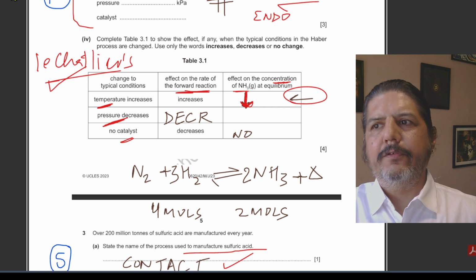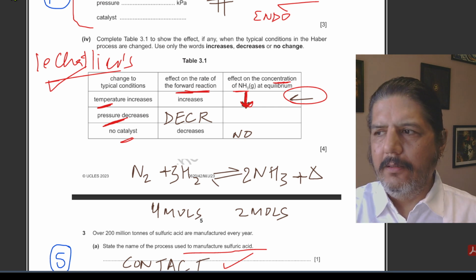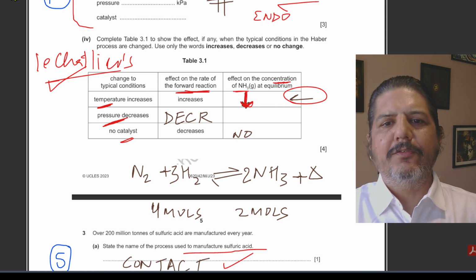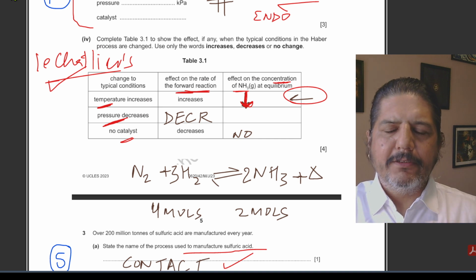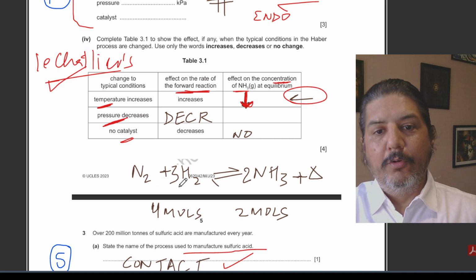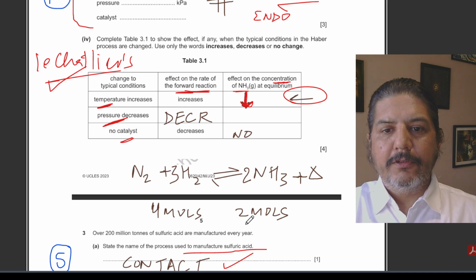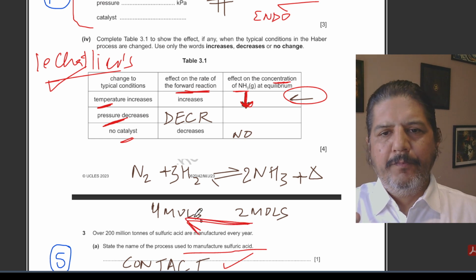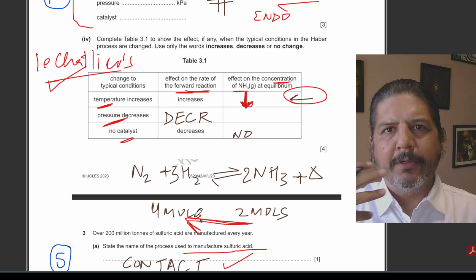How will it oppose this? It will oppose this by moving in a direction which increases the pressure. The increase of pressure is more towards, if you look at this, if the system goes in the backward direction, more number of moles are generated. So that is why more pressure would be created.